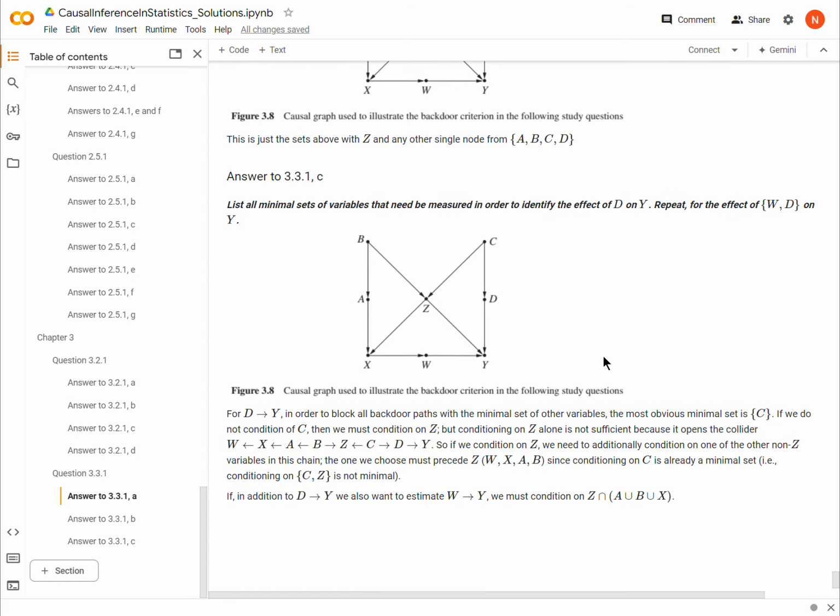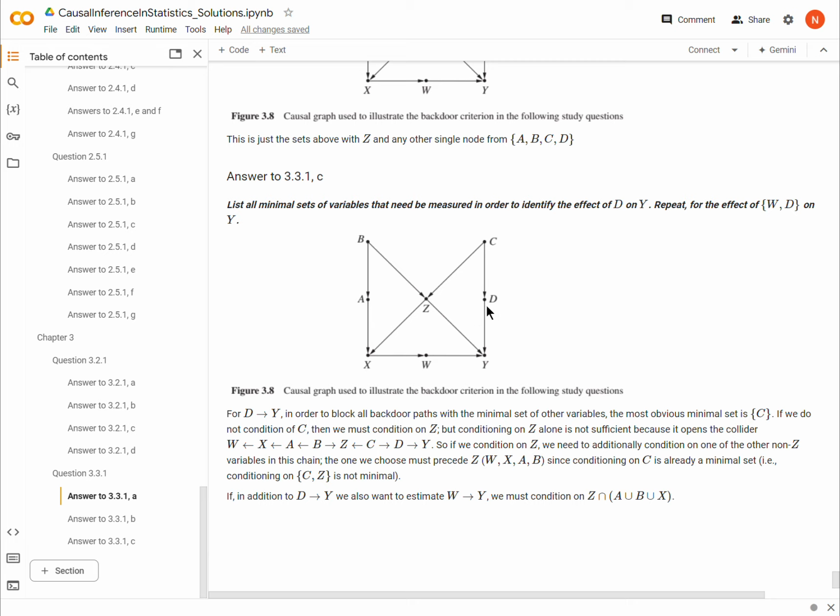Okay. All right, and now for part C, we're looking at different causal effects. We're looking at the causal effect of D on Y, and then also W and D on Y, in 2 separate parts of the question here. And now we're trying to find, again, the minimal sets that will allow us to effectively estimate those causal effects.